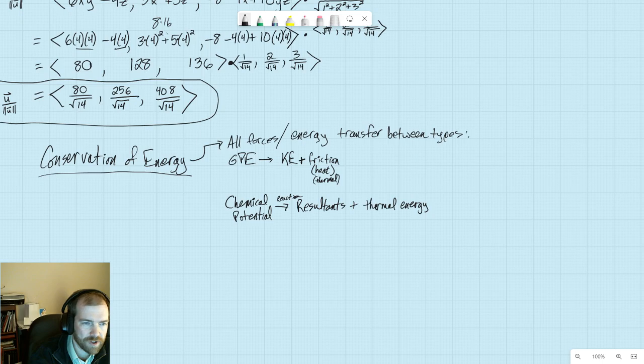So for the conservation of energy, you just have to watch out what is the sum of all of the energy types, and it should be the same as the total energy that you had at the very beginning. And without more specifics, I probably won't be able to give you much else.